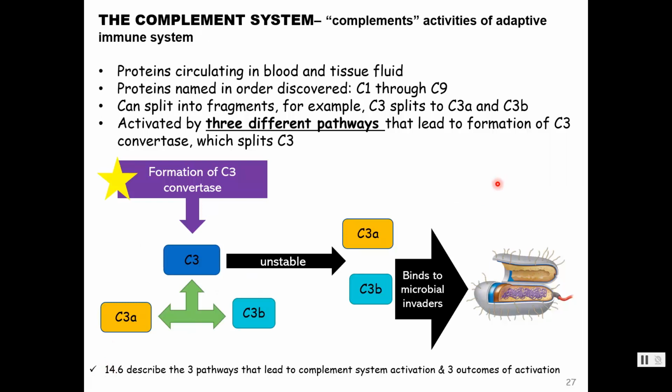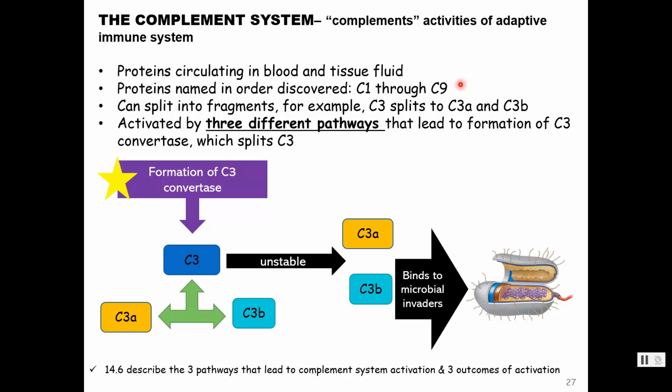Okay, so our last topic in this section, we're going to talk about the complement system, or sometimes it's just called complement. It got its name because it's going to complement activities of both the adaptive and the innate immune response. Complement is about 25 circulating proteins made by the liver, and they circulate in the blood and tissue fluid in an inactive form.